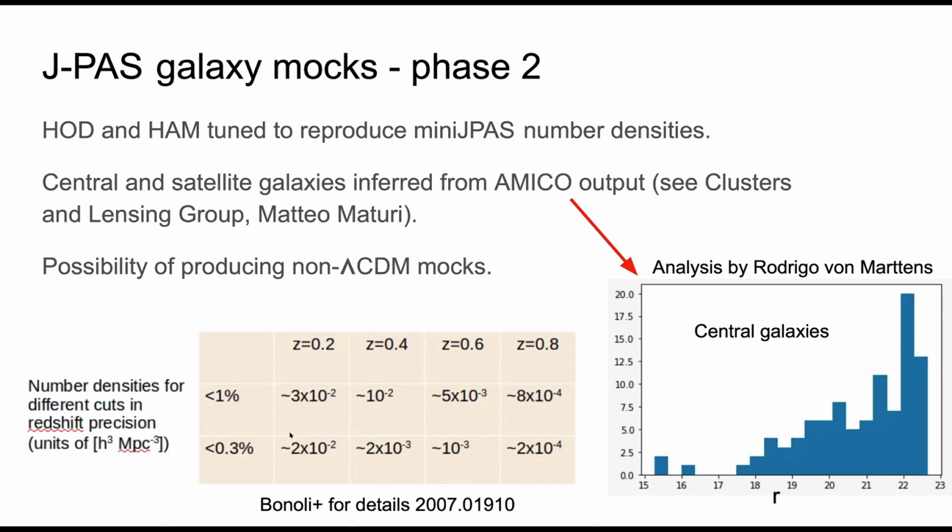Here in this table below, I'm showing just the number densities for different cuts in redshift precision and redshifts. Okay. Again, for details, you can see the presentation paper.